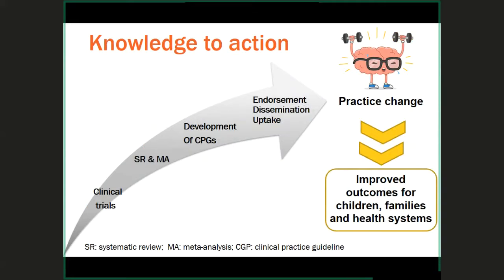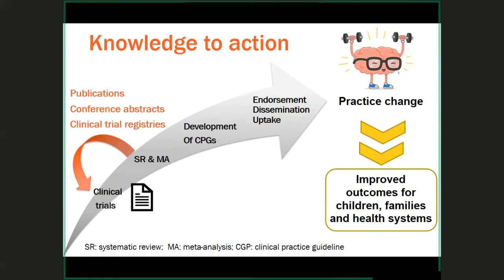But this can't happen if we can't identify enough information about the clinical trials to feed into evidence. I say this again from my systematic reviewer hat. If I can't find your trial, if there's not enough information published in your trial, if it's not registered, if there's no way for me to access that information, I can't include it in the clinical practice guideline.